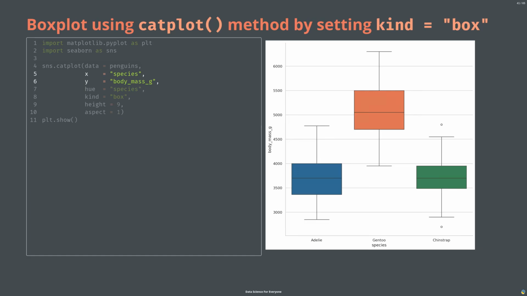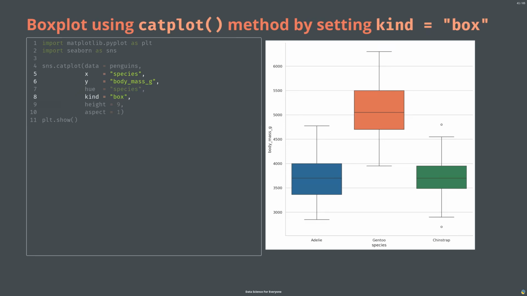In this example, we'll place the categorical variable species on the x-axis and the numerical variable body mass on the y-axis. Since we want a boxplot, we'll set the kind equal to box. And that's it. We have created a boxplot. Next, we'll explore different ways to customize this plot.